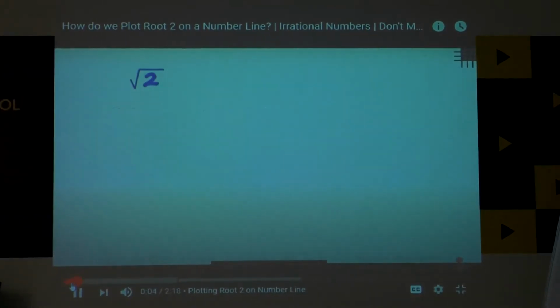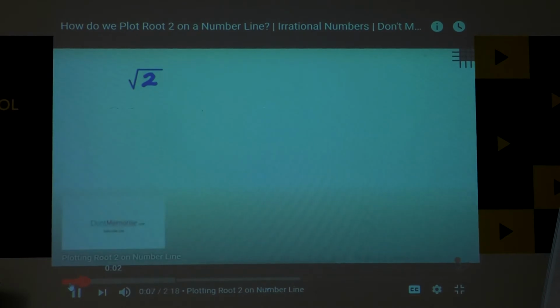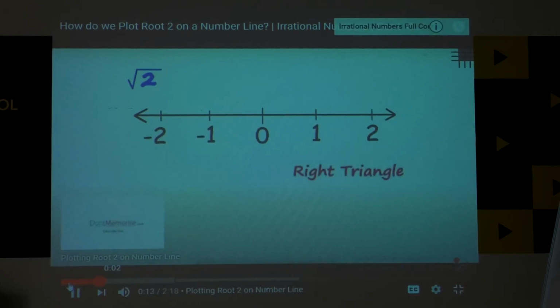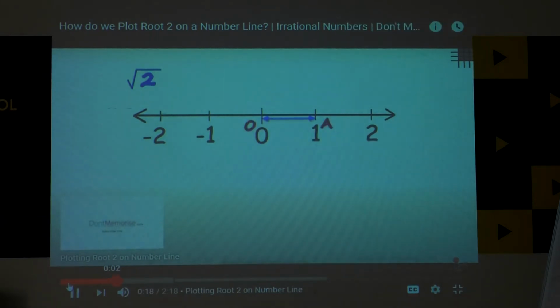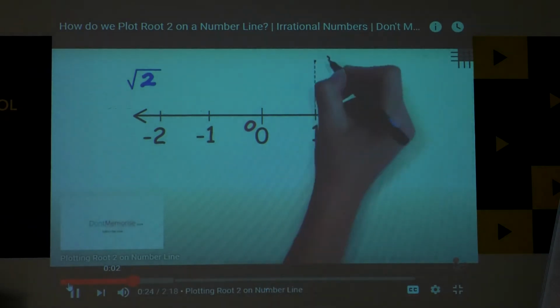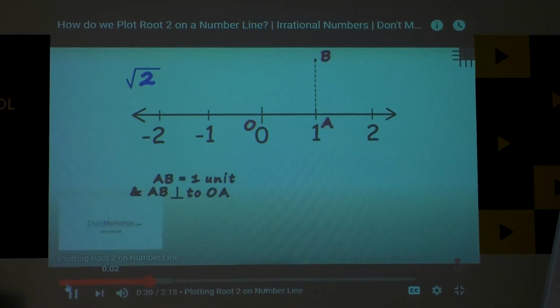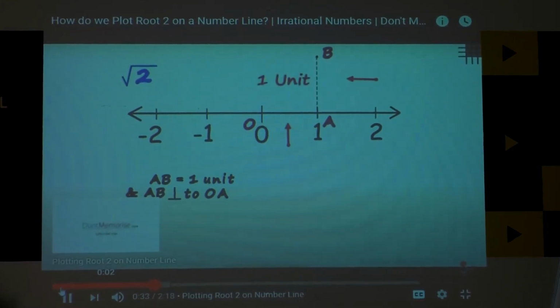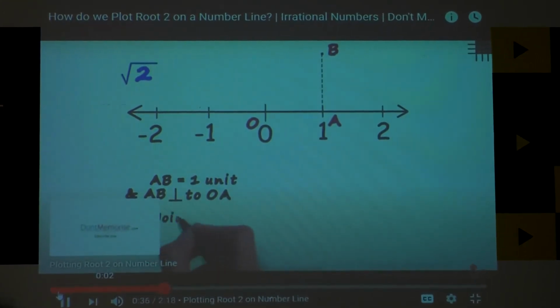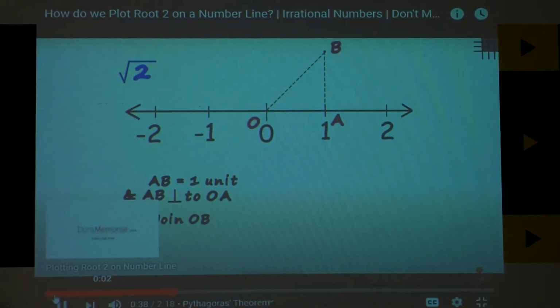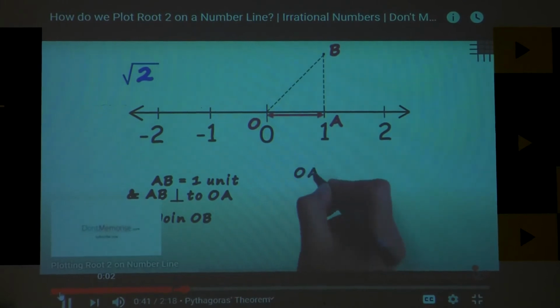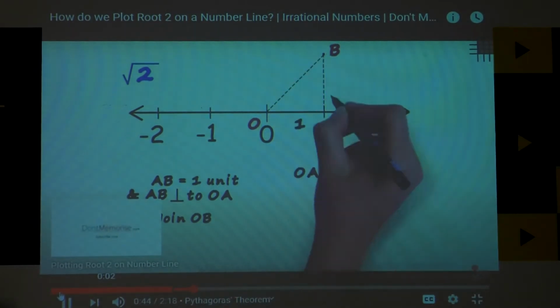In the concept we saw in the previous video, let's see how we plot the length root 2 on a number line. So let's plot it on this number line. We need to make a right triangle with 1 unit as the base. Let OA be the base of that triangle. We also want its height to be 1 unit long. Let's draw the height AB like this. We just drew AB equal to 1 unit perpendicular to OA. Both these lengths equal 1 unit. Now all we have to do is join OB like this. Let's analyze the figure. We have OA equal to 1 unit and AB equal to 1 unit.